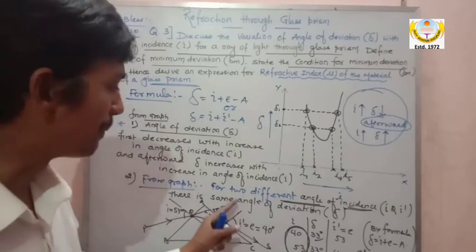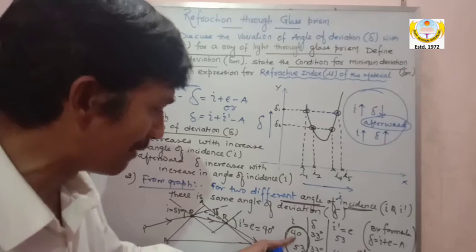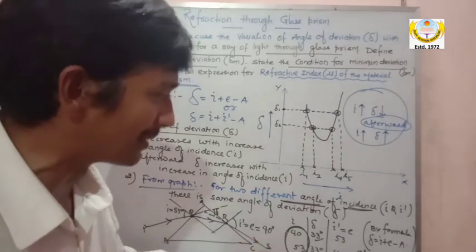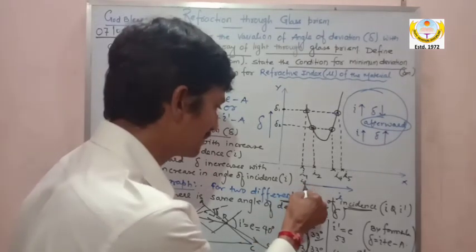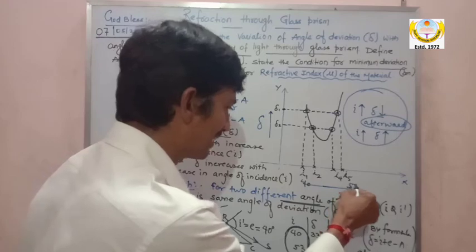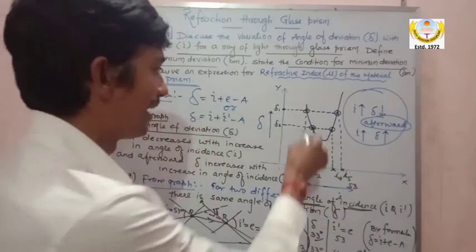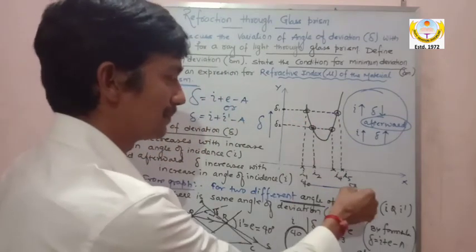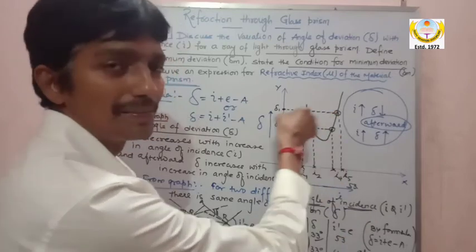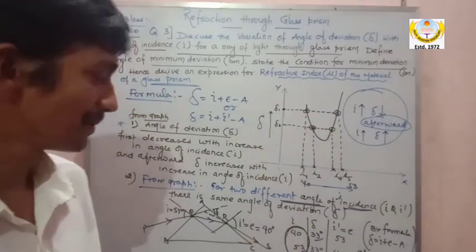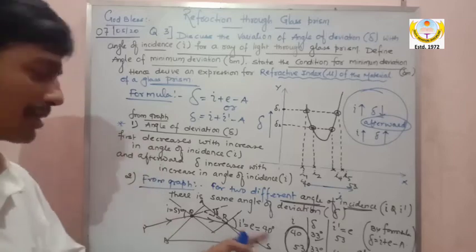So sir, why is the name given as two different angles? You can see 40 and 53 are different angles of incidence. Say here it is 40, say here it is 53, and the delta value is the same for them. Please, this is the way I try my level best to explain to you.